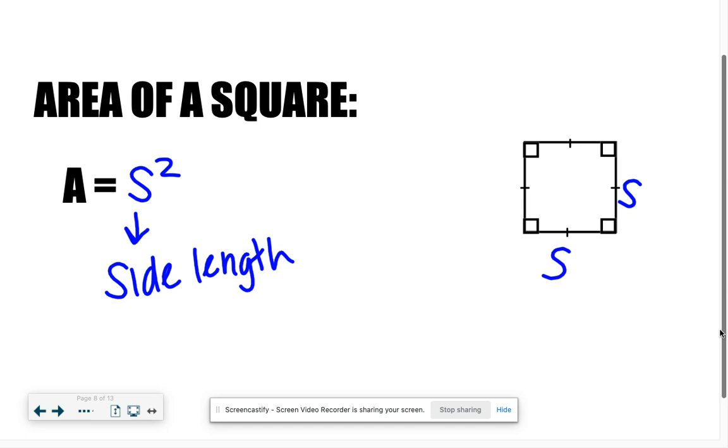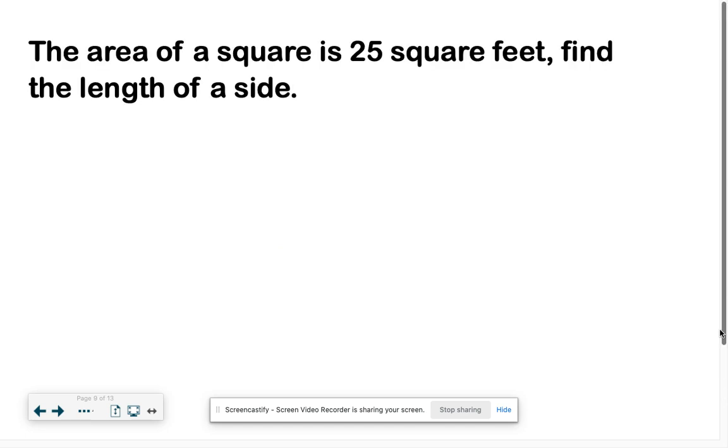Okay, this time they're going to give us the area and we have to work backwards to find either our base or our height. So this one says the area of a square is 25 square feet. Find the length of a side. So let's start with our formula. It's a square, so area equals S squared.